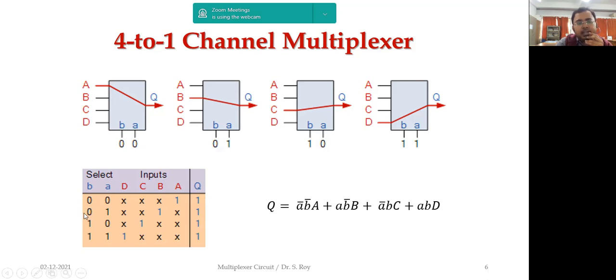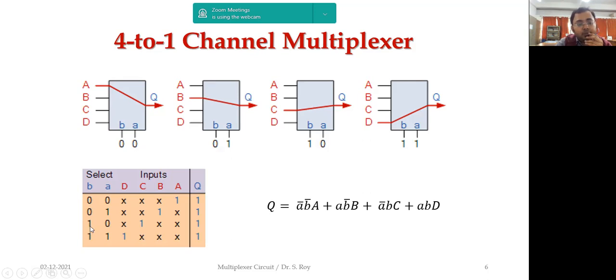Similarly, if I change the select pins to 0 1, then from the second diagram, you can clearly observe that input B is now connected with the output. So we can put a don't care mark on capital D, capital C, and capital A inputs because they are not at all connected. And if the B input equals 1, the output should be reflected as 1, whatever the conditions of the other inputs. Go for the next one.